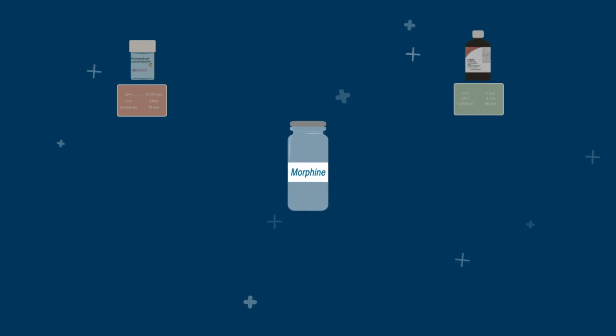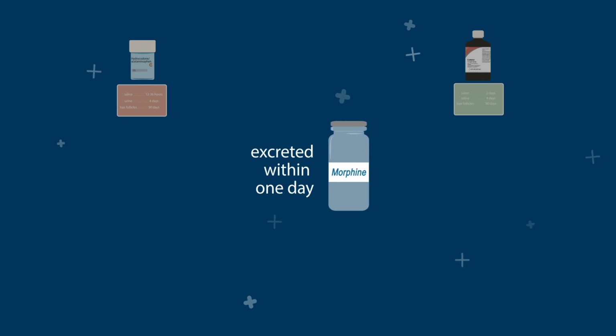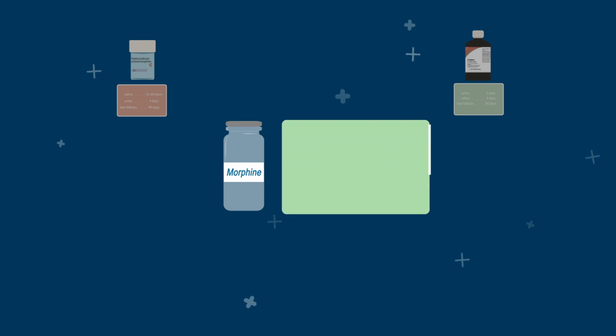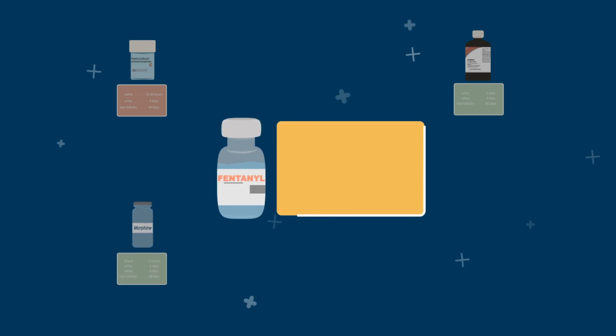Next, let's look at morphine. Most of this drug is excreted by the body within 1 day, but traces of it can still remain past the 24-hour mark. For most individuals, morphine will show up in blood for about 12 hours after use, in the urine and saliva for 2 to 4 days, and in hair for up to 90 days. Fentanyl can be detected in the blood and urine for up to 3 days after use. Like many other opioids, it can remain in hair follicles for up to 90 days.